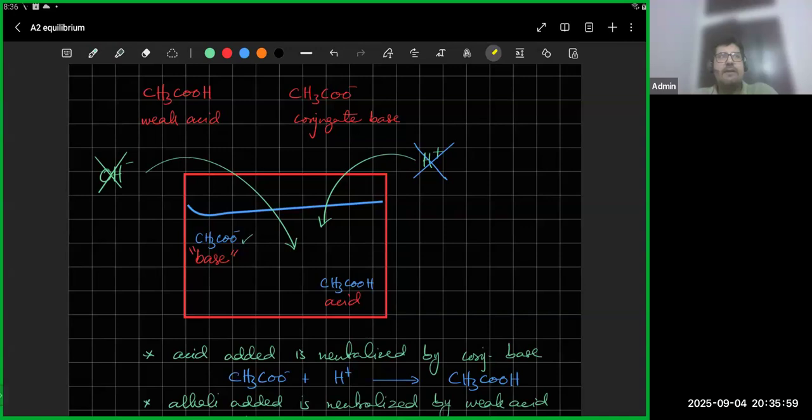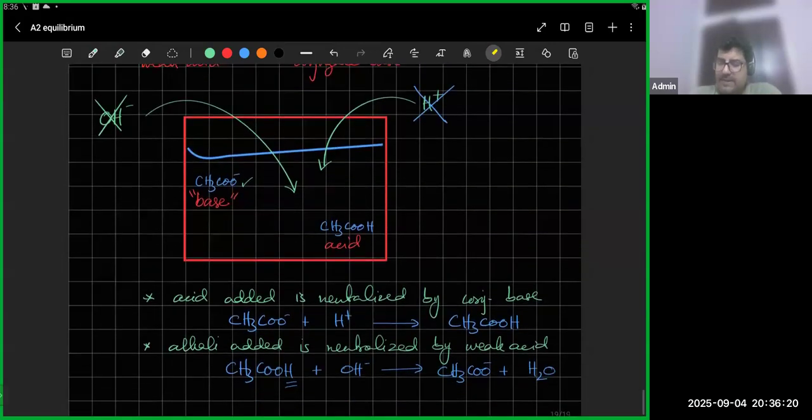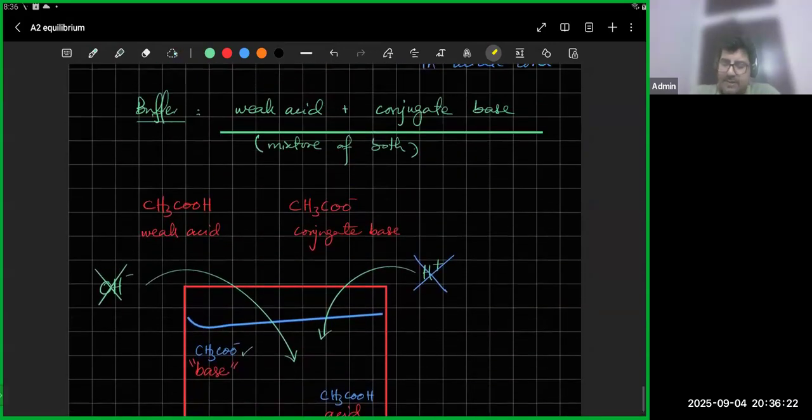I mean, like your stomach. You're always eating something, right? A lot of times you're drinking carbonates, which are basic. So your stomach pH is going to resist that, because it's got both things. It's got weak acids, it's got conjugate bases. It tries to neutralize anything that's coming into it. So that is what this system is doing over here as well.